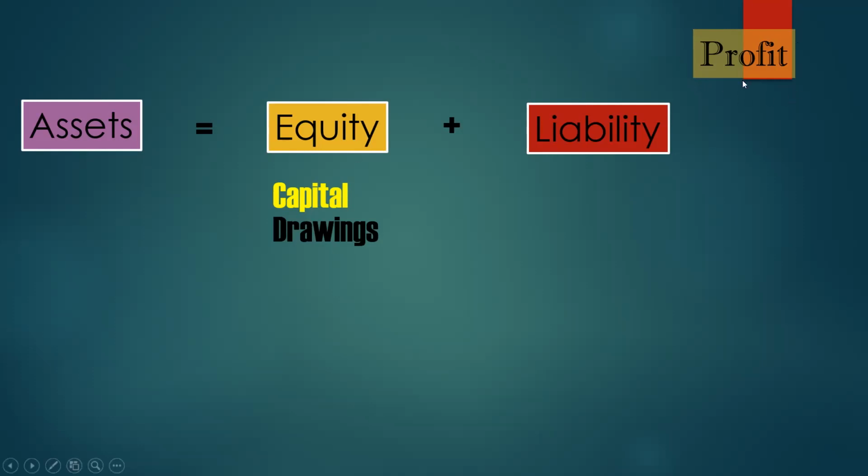Listen carefully. Profit of a business belongs to the owner. The owner is the one investing money, so the owner is the one who enjoys the profit. He is the one enjoying the profit, and he is the one bearing the loss. So if the owner is the one enjoying the profit, profit should be recorded under the equity column.